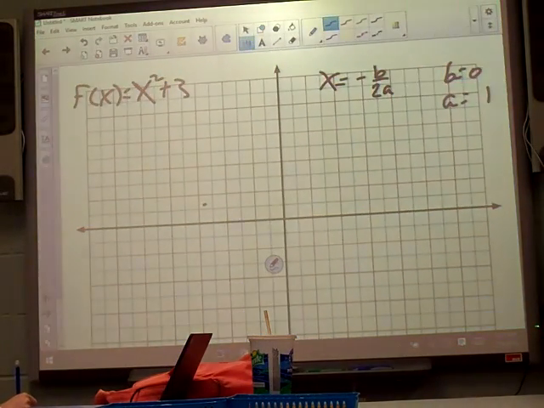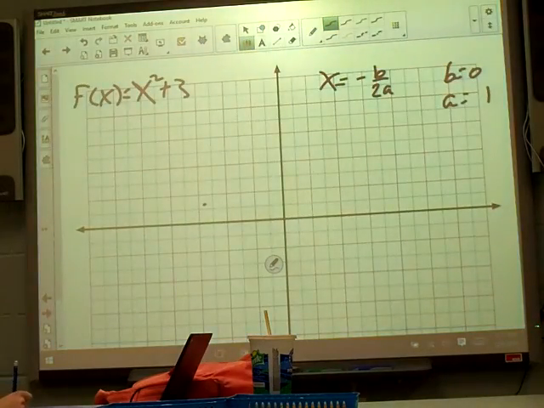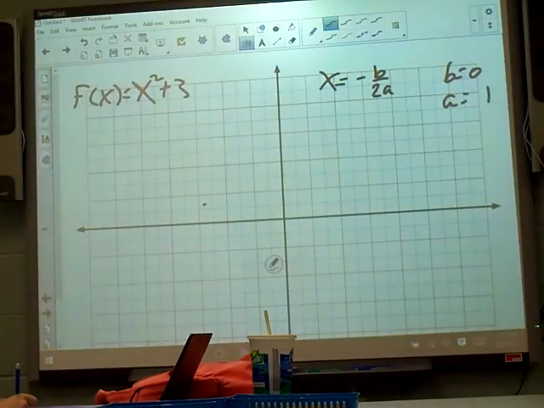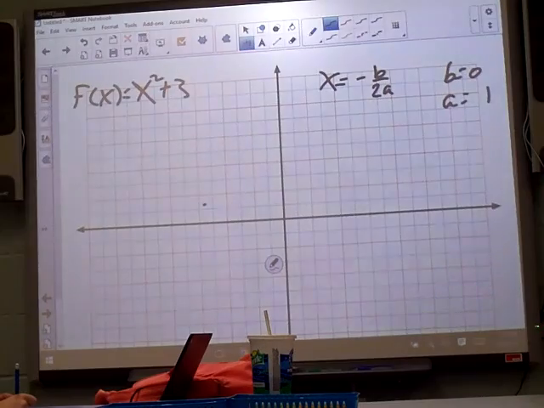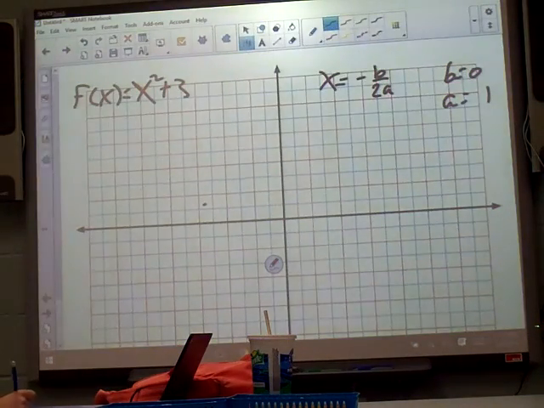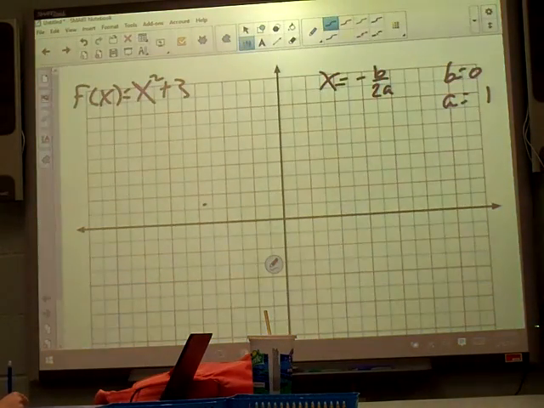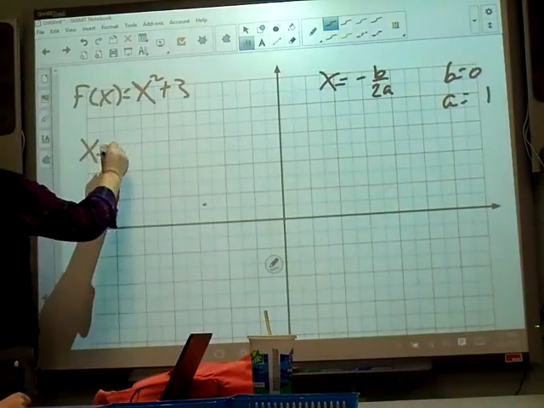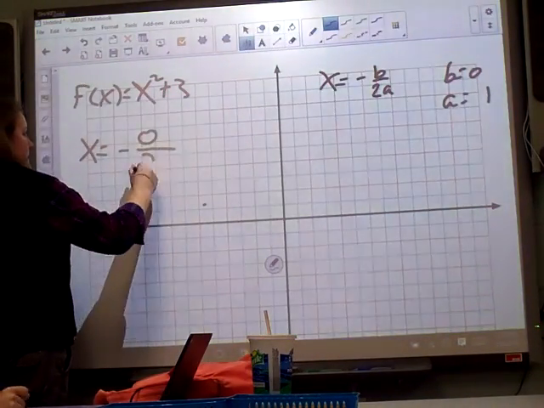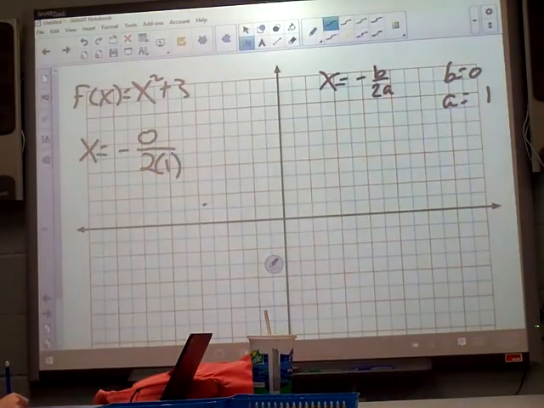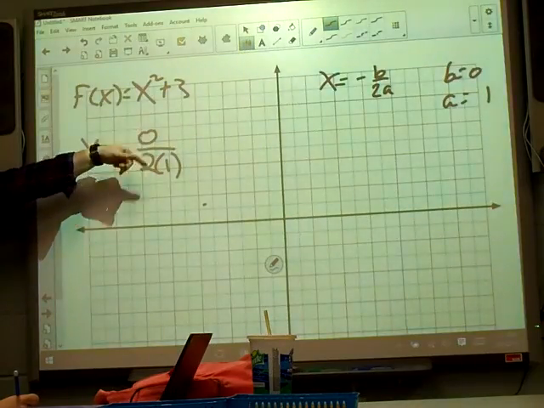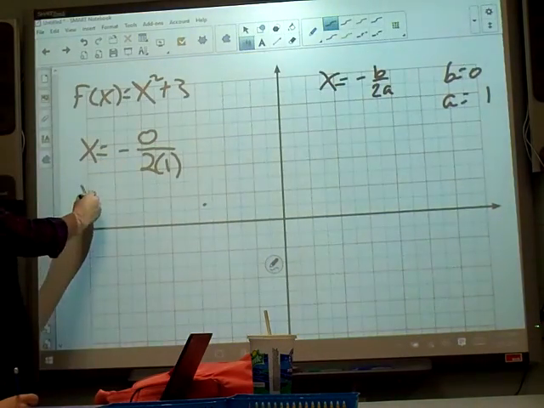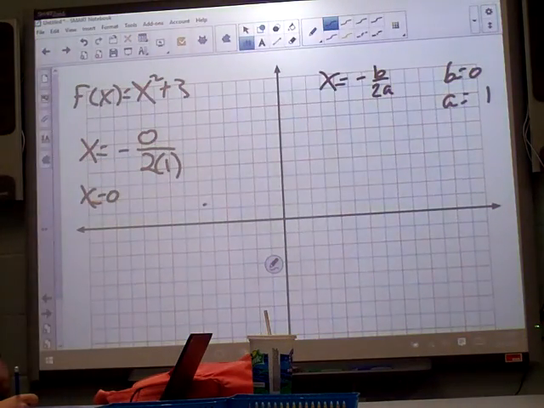We know from the quadratic formula the C is a 3, but that doesn't matter in this. All I need is my A and my B. Now, anytime the B is 0, a lot of y'all can skip some steps, but I'm going to go ahead and show my work for the rest of us. X is negative B divided by 2A. Here's why a lot of y'all can skip steps. If your B is 0, 0 divided by anything is 0. So my X is 0.